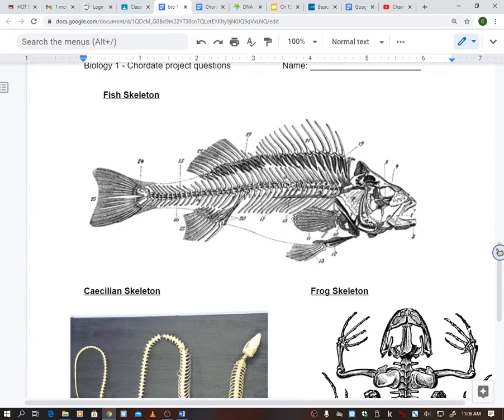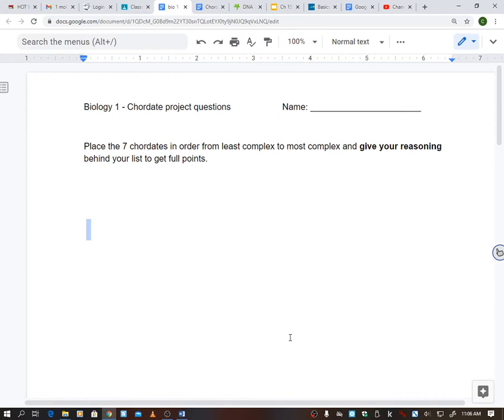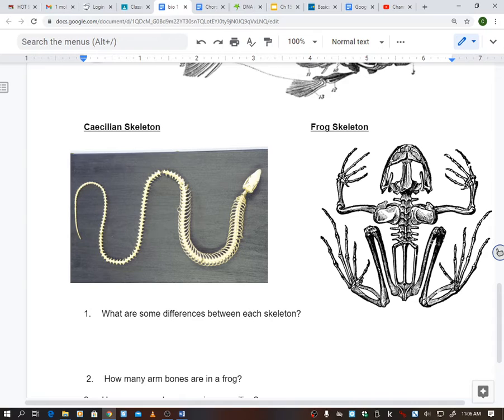Okay, so we're going through and looking at this because as we get more complex and start to see what comes after these guys, what's the next group of organisms we're going to see? We're going to start seeing skeletons, right? So we're going to start looking at the differences between these skeletons. So we're kind of starting that right now. All right, if there are any questions at all, let me know.